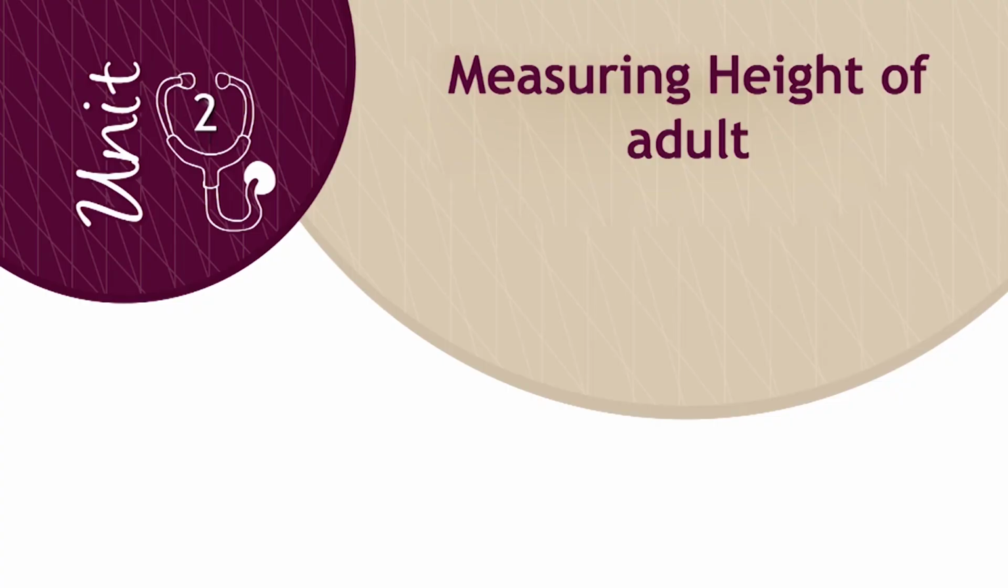Top of the head should touch the vertical plank. Extend the leg fully by gently pressing on knees. Move the pedal of the infantometer against the sole of the infant's leg. Read the length on the scale carefully. Second one, measuring height of adult.